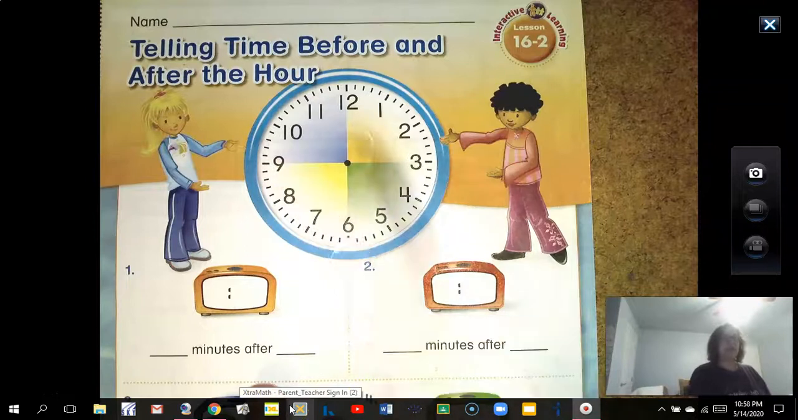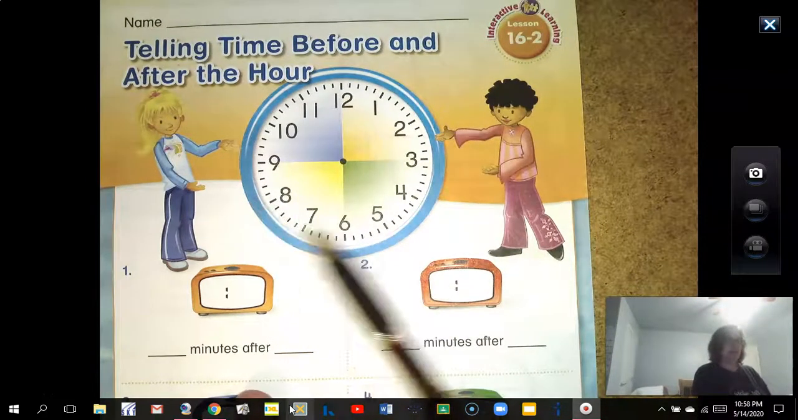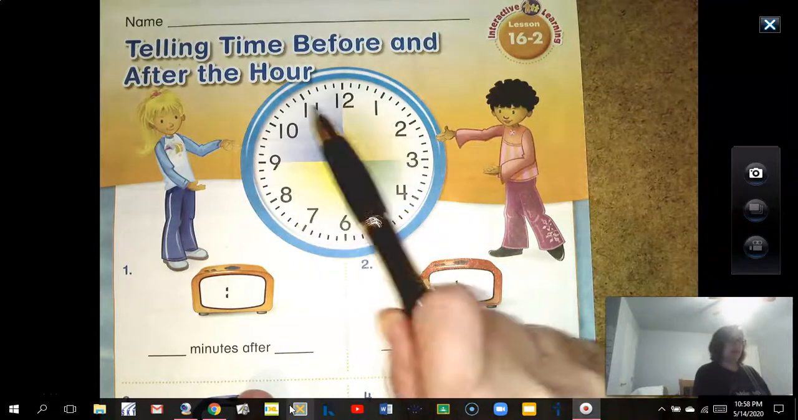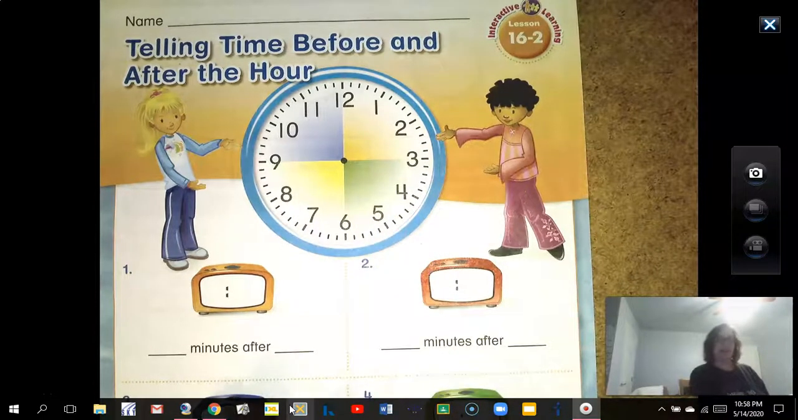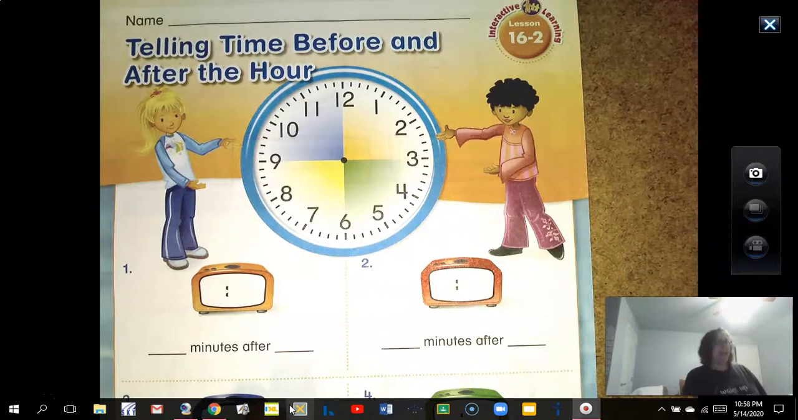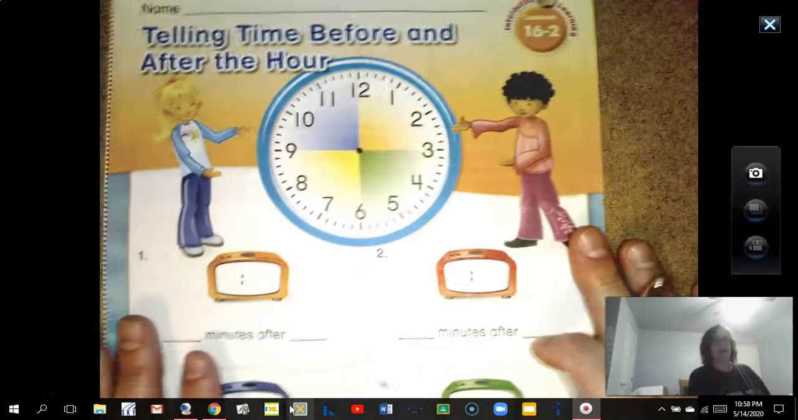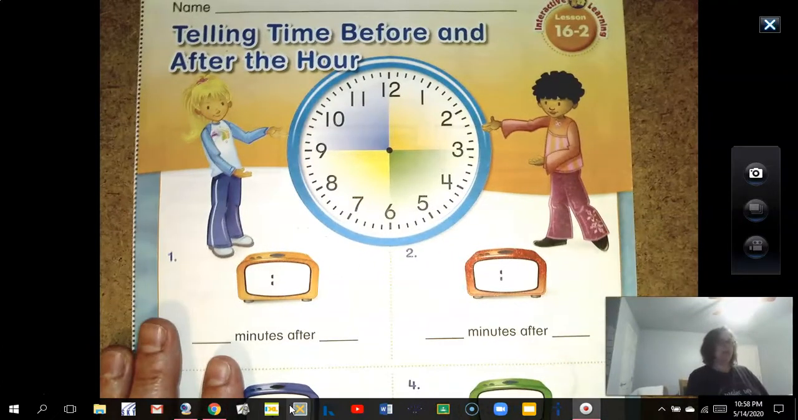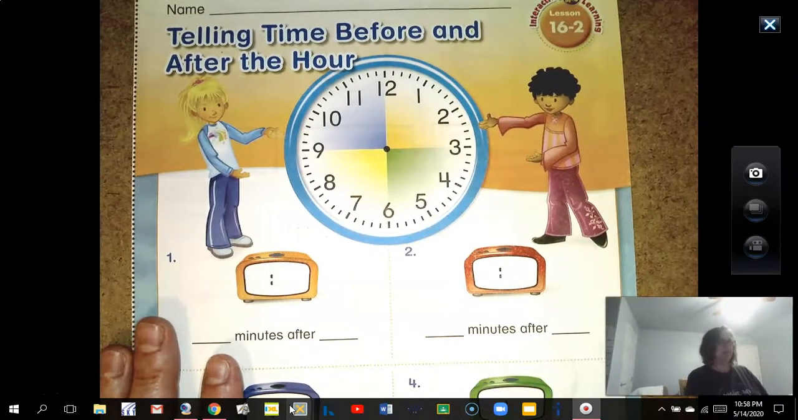We are doing 16.2-2, telling time before and after the hour. I want you to pay close attention to this clock. There are colors in sections of this clock. And on your clock, so I want you to have this page out as we go through this because you'll need it and you'll be drawing on yours as well.